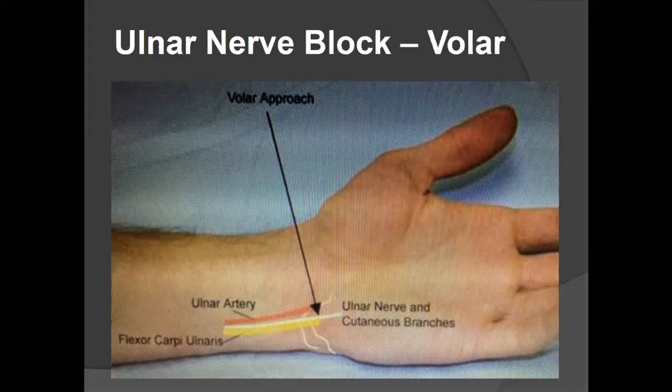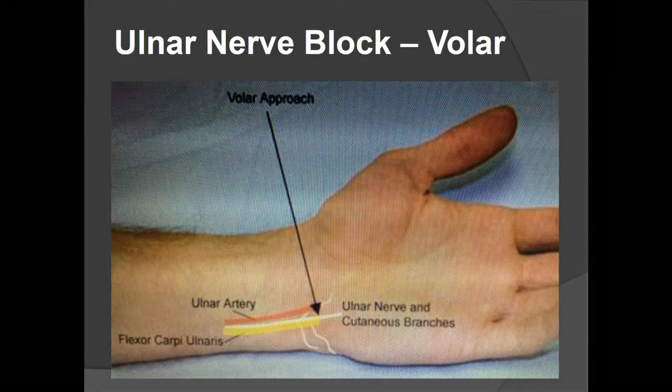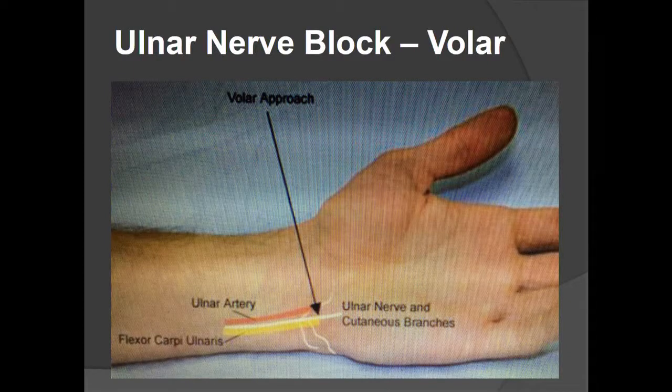Now here's the volar approach. This is the straight down approach. Same thing. You're going to find that flexor carpi ulnaris, that little tiny pinky tendon, and then you're going to go at the palmar crease, and you're going to go just medial to the tendon, so just towards the center and straight down. Inject about 1 ml, aspirate, make sure you're not in the artery, and it will numb up that whole distribution. This is really good for laceration repairs, great for boxer fractures.